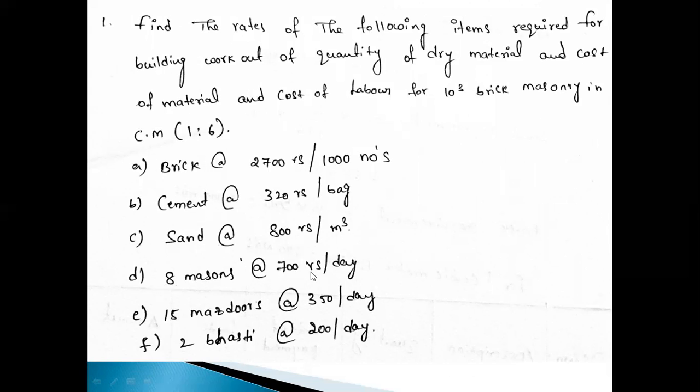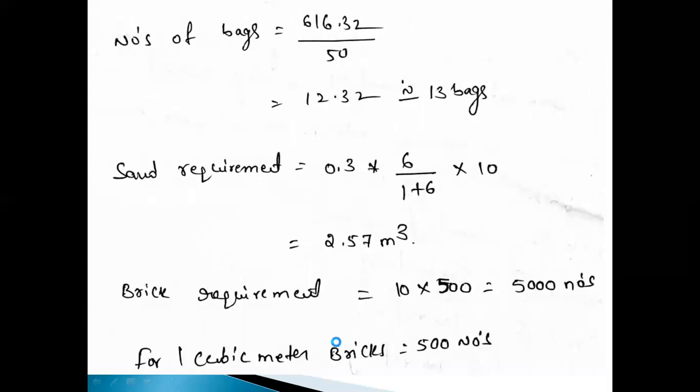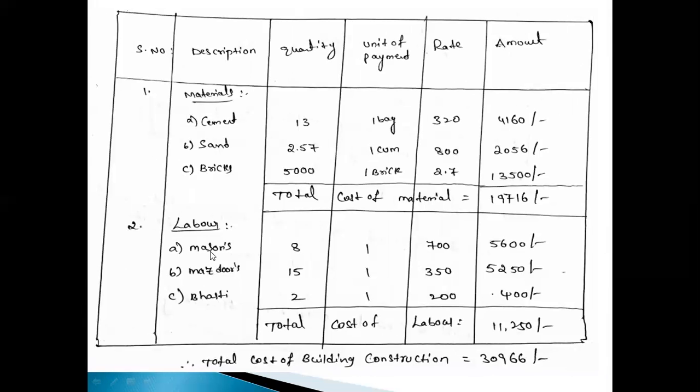Each mason's rate is 700 rupees per day, mazdurs 350 rupees per day, and 2 bisti 200 per day. Substitute. First, masons: the quantity is 8 numbers, the unit of payment is each person 1, and the rate is 700 rupees per person. So 700 into 8 equals 5,600 rupees, the masons' cost for 10 cubic meters of construction.